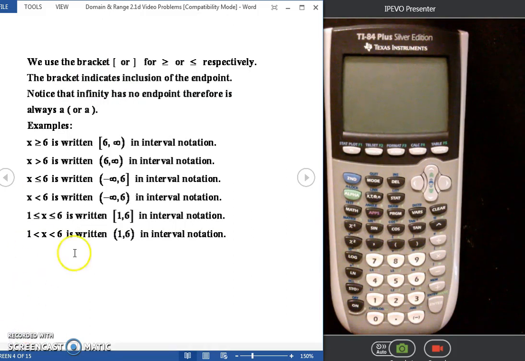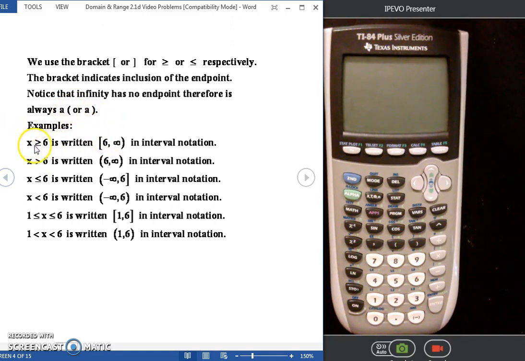Here's another way to think of it. So like I said, you're going to use the bracket with corners for greater than or equal to or less than or equal to. And then you are going to use the parentheses with no corners to show that it does not include that, or for infinity.